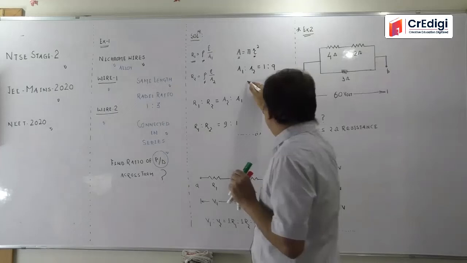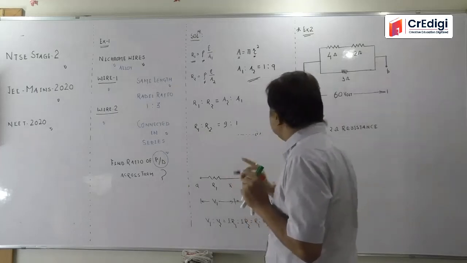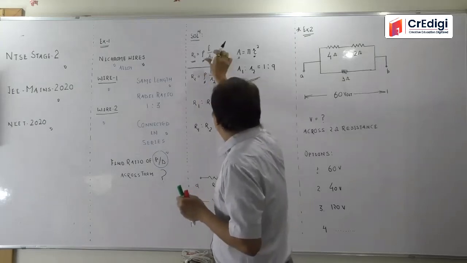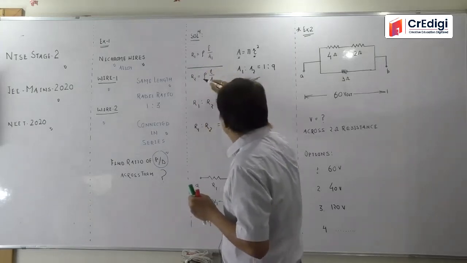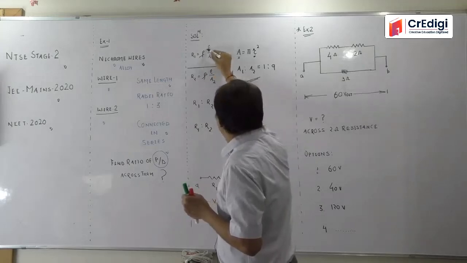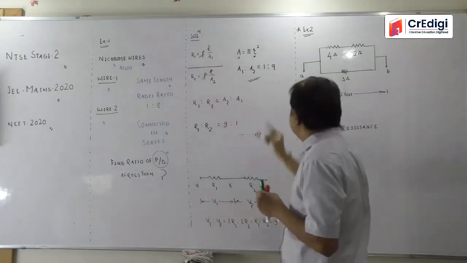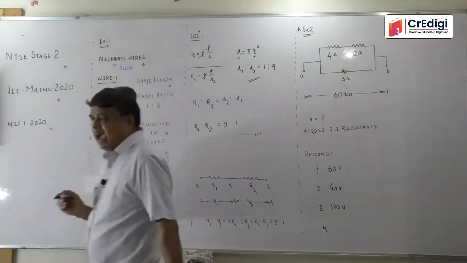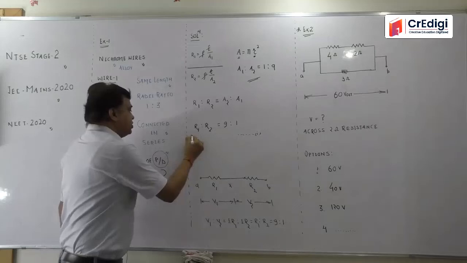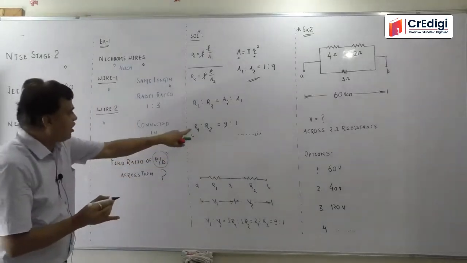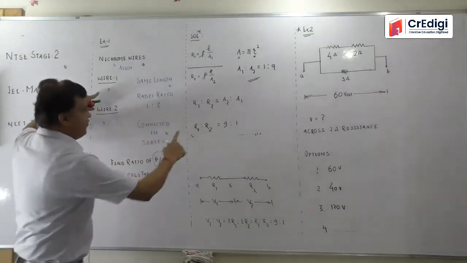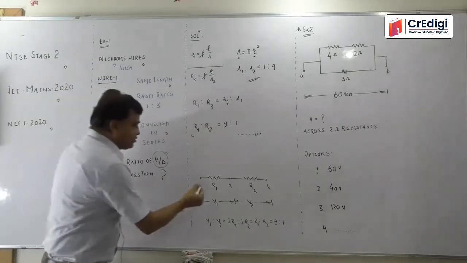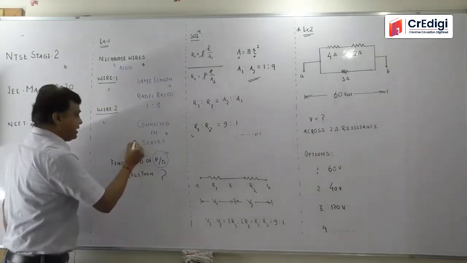So A1 is to A2 is 1:9. Divide R1 by R2. Do it quickly, because rho gets cancelled out, L cancels, and it comes to A2 over A1. A1 is to A2 is 1:9, so R1 is to R2 will be 9:1. I think up to this you are very clear. So the ratio of resistance of these two wires is 9:1, and these two wires are connected in series.